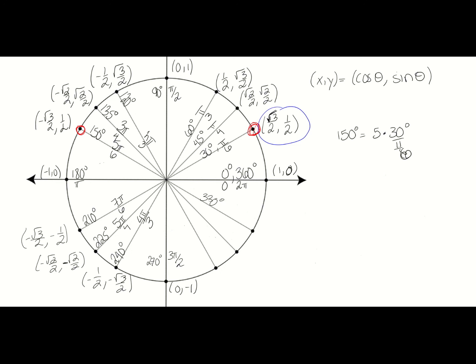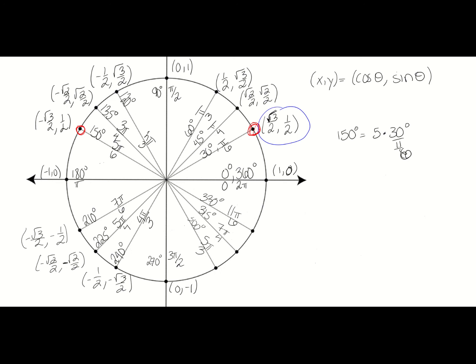Now 330 is 30 degrees times 11. So that's going to put me at 11 pi over 6, because 3 times 11 is 33. Then if I have 45 degrees, 360 minus 45 is 315. Now you have gone 7/4 of the way, so it's 7 pi over 4. It's 45 times 7. And if I have 60 degrees, 360 minus 60 is 300. And 300 is 60 times 5, so that is 5 pi over 3.